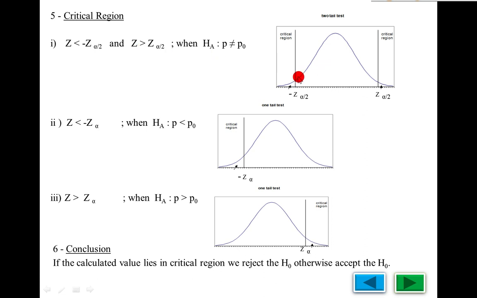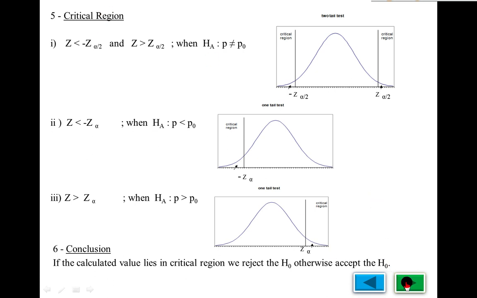The diagram is the same as the second option and third option, but we consider this alternate hypothesis. And the last step, conclusion, same as the previous. If the calculated value lies in the critical region, we reject the null hypothesis H naught, otherwise we accept the null hypothesis.